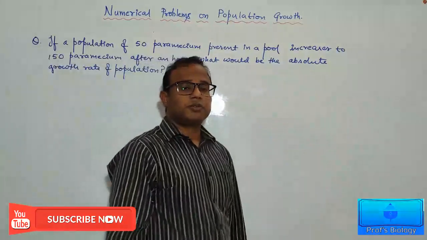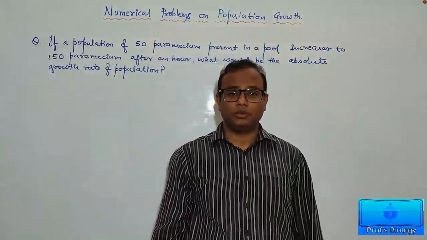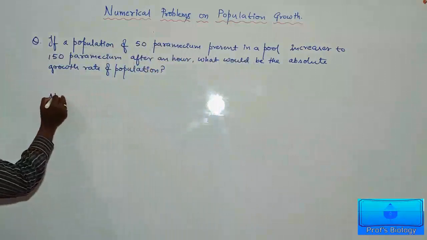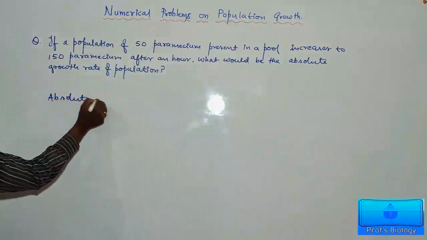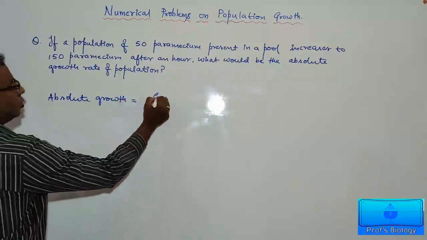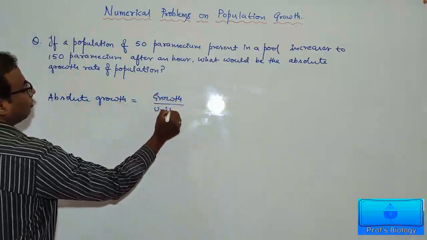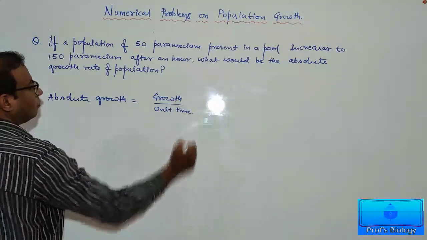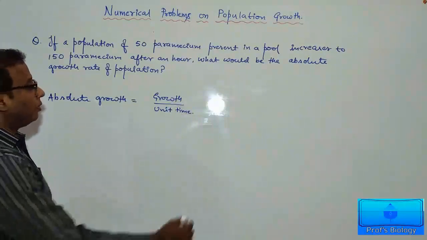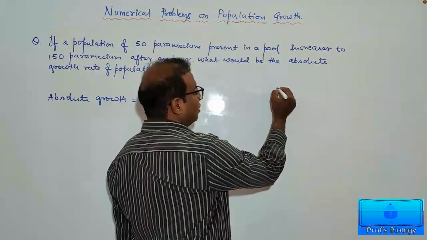Now, in order to solve this question, we need to first understand what is absolute growth. Absolute growth is growth per unit time. Now, the question is how to find out growth. Growth can be found out like this.